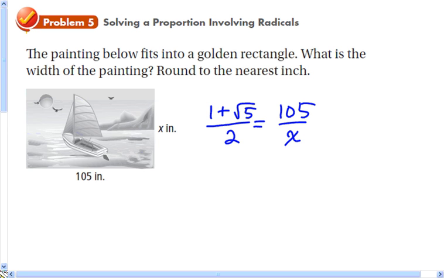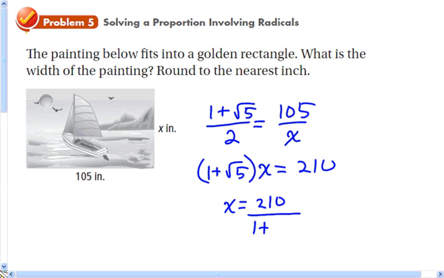Now I'm going to use cross products, and then I get 1 plus the square root of 5 times x is equal to 105 times 2, which is 210. So that means x is equal to 210 divided by 1 plus the square root of 5. And to put that in simplest form, I'm going to multiply by the conjugate, which is 1 minus the square root of 5.